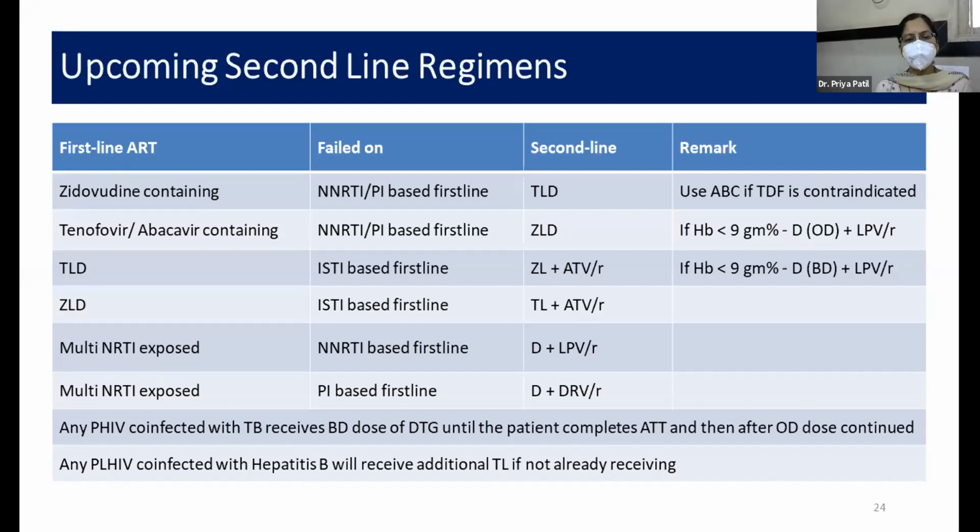Now, any PLHIV co-infected with TB receives BD dose of dolutegravir until the patient completes ATT, and after that OD doses continue. Then PLHIV co-infected with hepatitis B will receive additional TL in the second line regimen along with whatever the change in the second line regimen is.